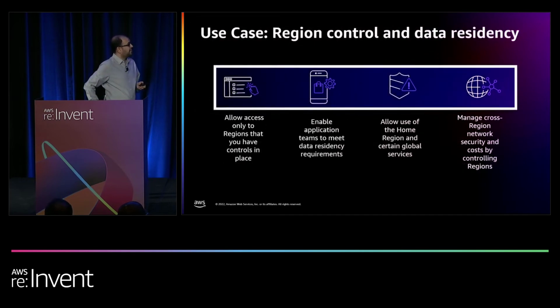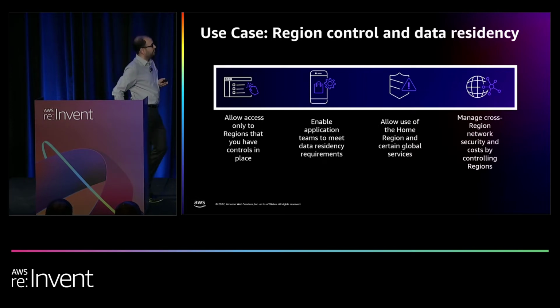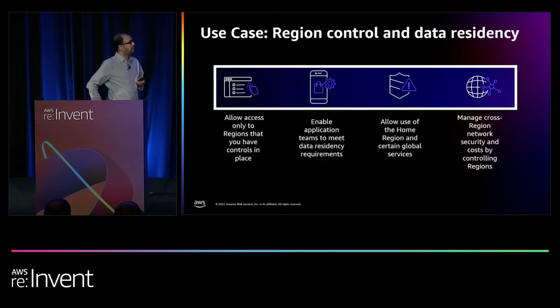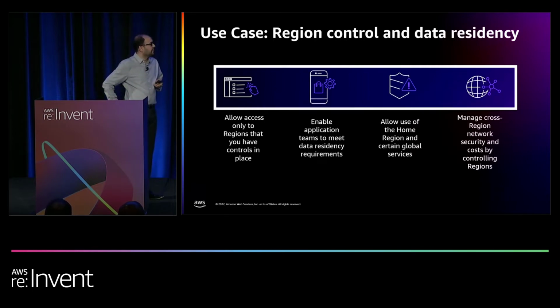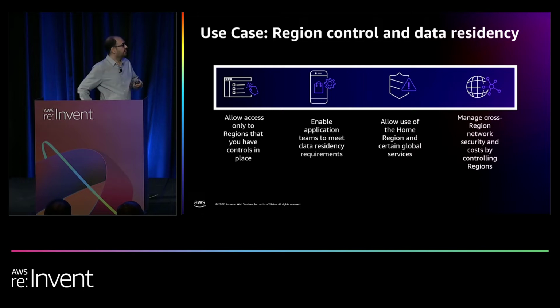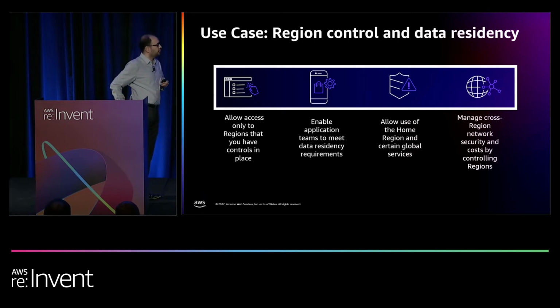I'll take a little bit of time to talk about the region controls as a use case for us. Essentially, region control allows us to control access to only regions that we choose to operate in. It could be for a lot of different reasons. It could be because we want to enable the application teams to meet data residency requirements, or it could be just to manage cross-region network security and cost. All of this needs to be done while still allowing certain global services to use home regions.